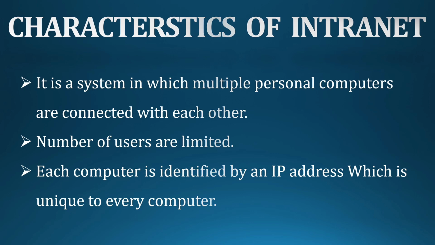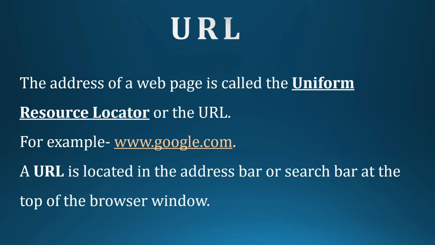Now the next topic is URL, Uniform Resource Locator. In some books it is known as Universal Resource Locator. Children, every page on the internet has a unique address through which it is called. The address of a web page is called the Uniform Resource Locator. For example, www.google.com. The URL is located in the address bar and sometimes in the search bar, because nowadays most browsers have the address bar and search bar in common.